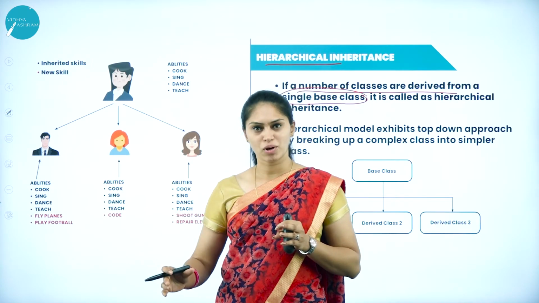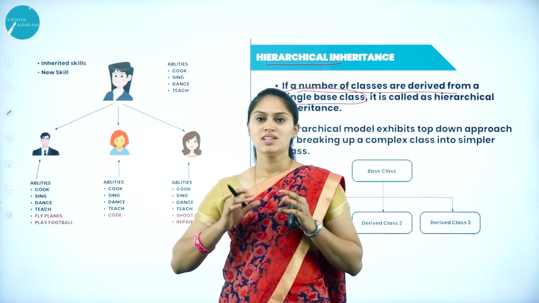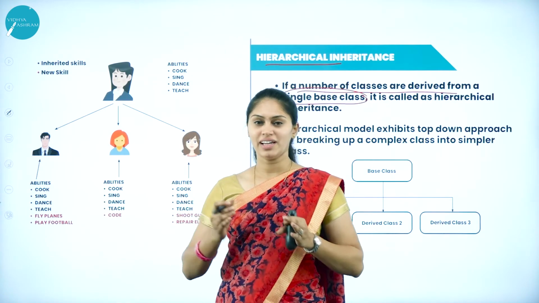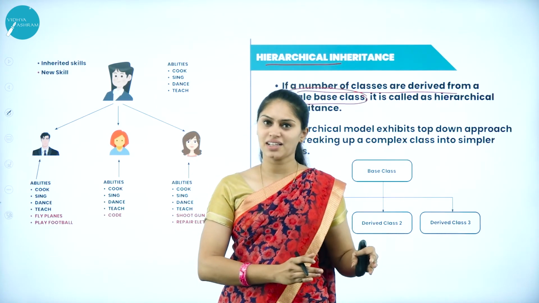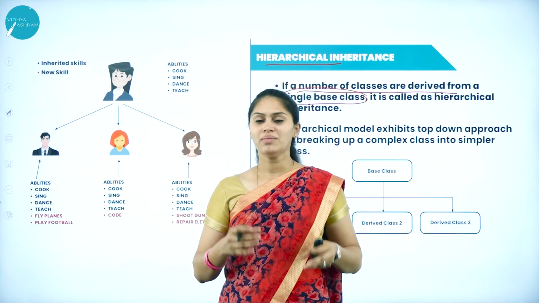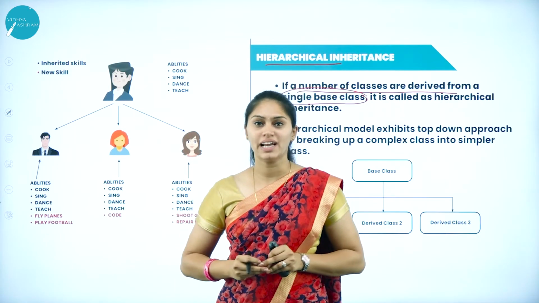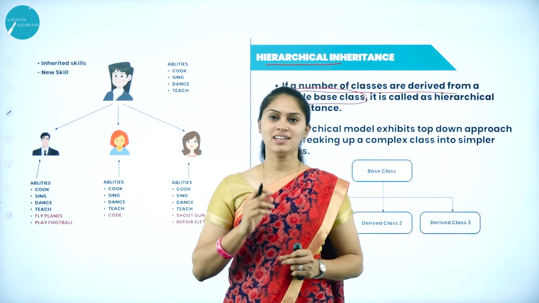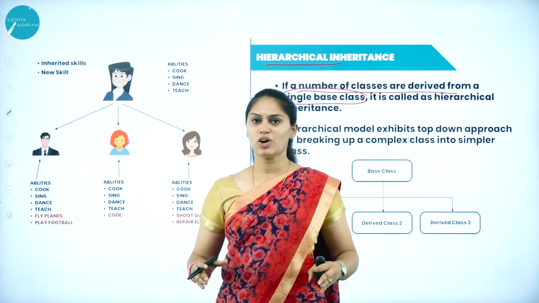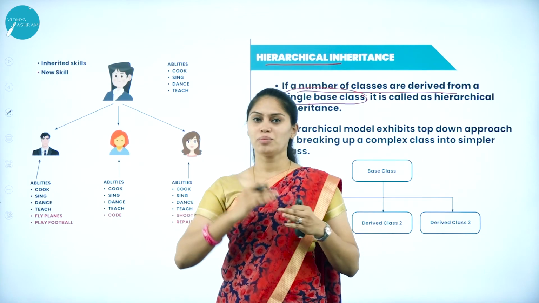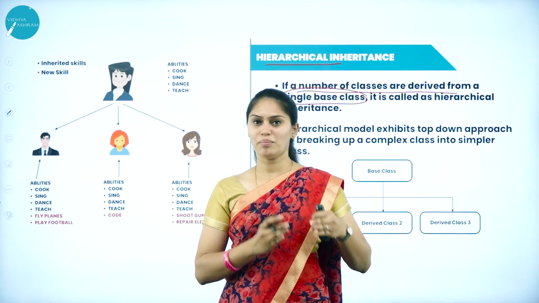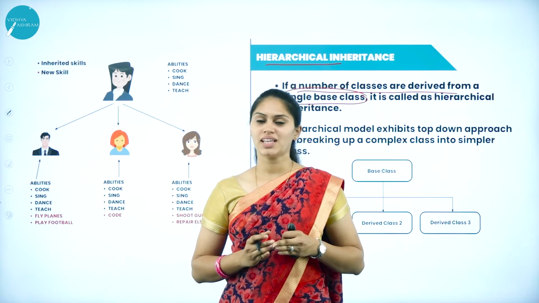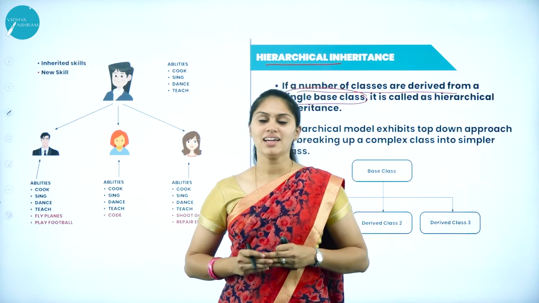I'm going to divide that problem into a number of sub-problems. So I'm going to find a solution for each sub-problem. After getting the solution of each sub-problem, then at last I'm going to integrate them in order to get a solution for the complex one. So that is the divide and conquer method, which means a top-down approach. The complexity will be reduced with the help of this hierarchical inheritance.